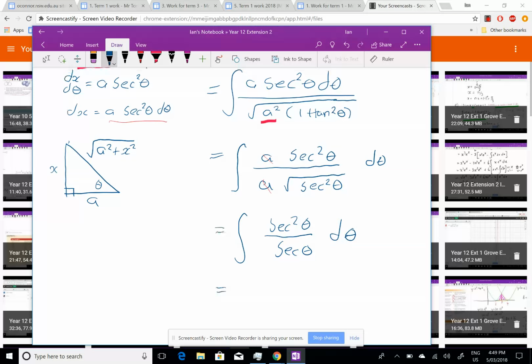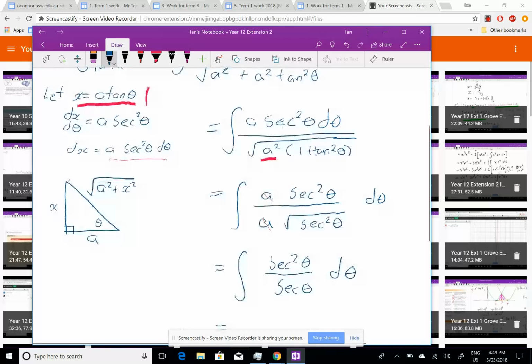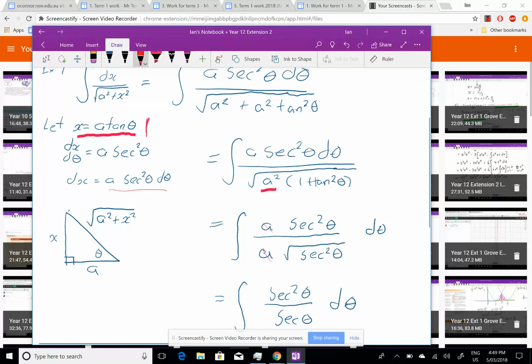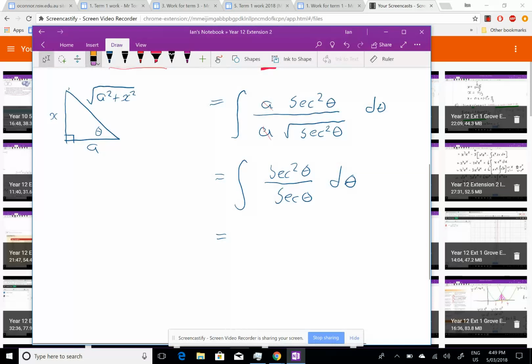And because we only take the positive, there was no plus or minus way back here. So we don't need to worry about plus or minus, or the negative. And that'll give us this integral of sec theta d theta.